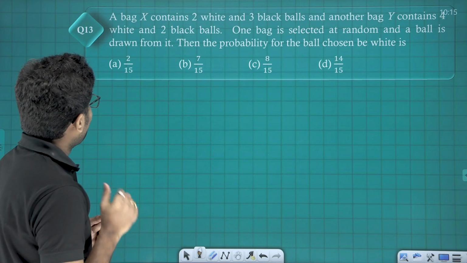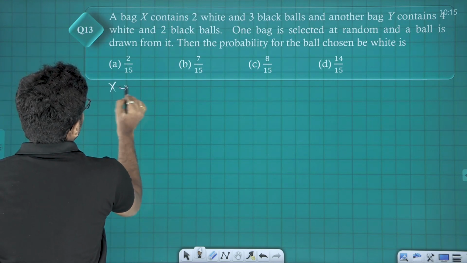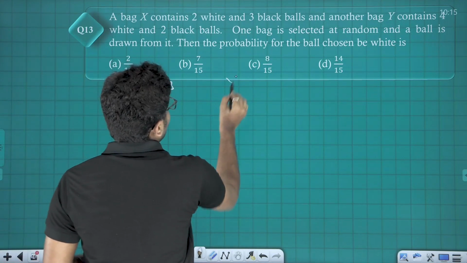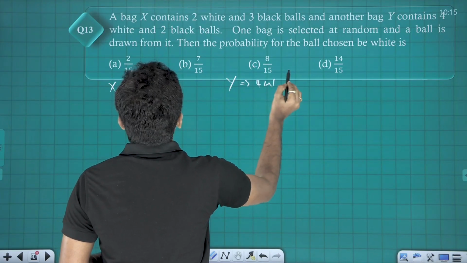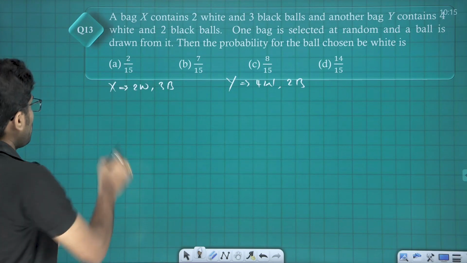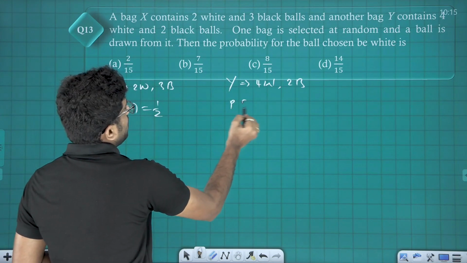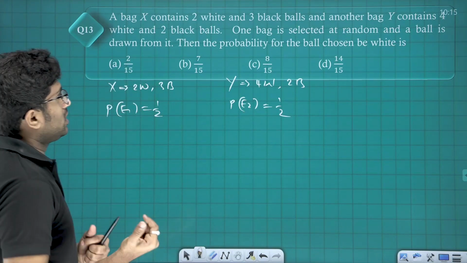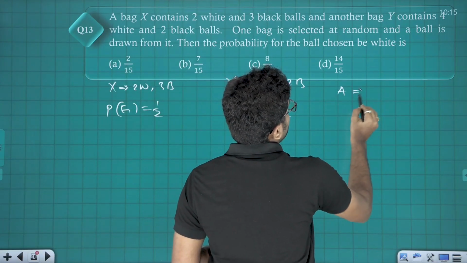A bag X contains 2 white, 3 black balls. Another bag Y contains 4 white and 2 black balls. One bag is selected at random. So probability of selecting bag 1, let's say 1 by 2. Probability of selecting bag 2 is also 1 by 2, friends. And a ball is drawn, probability of the ball being white. Let capital A be an event of choosing white ball.